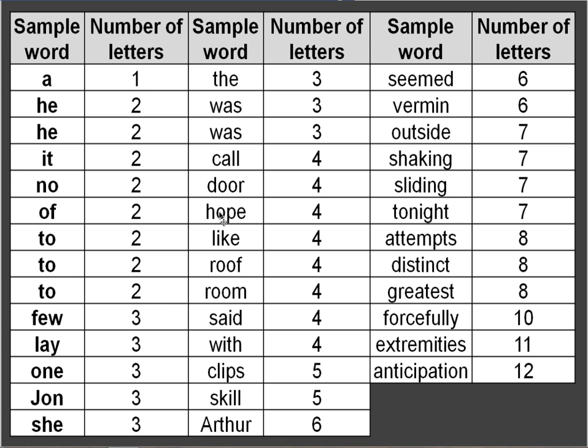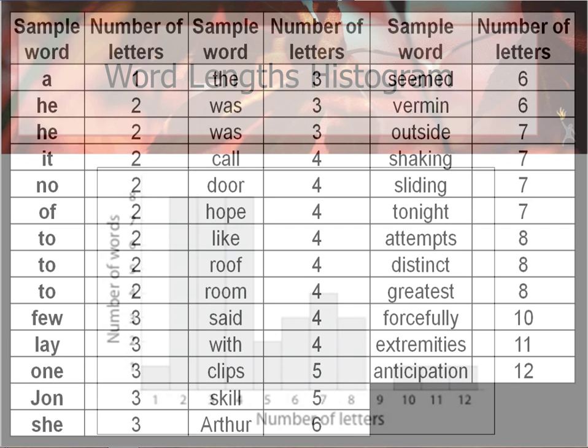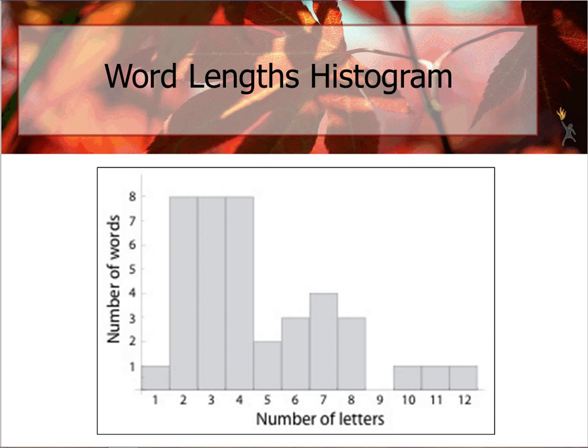You can see all of the 40 sample words that he chose, and he counted the number of letters in each word. And here's the histogram of how many words had each length, right? So he had 8 2-letter words, he had 8 3-letter words, but he only had 2 5-letter words, and so on and so forth. What do you think? Does this look like a normal curve? Let's look further.